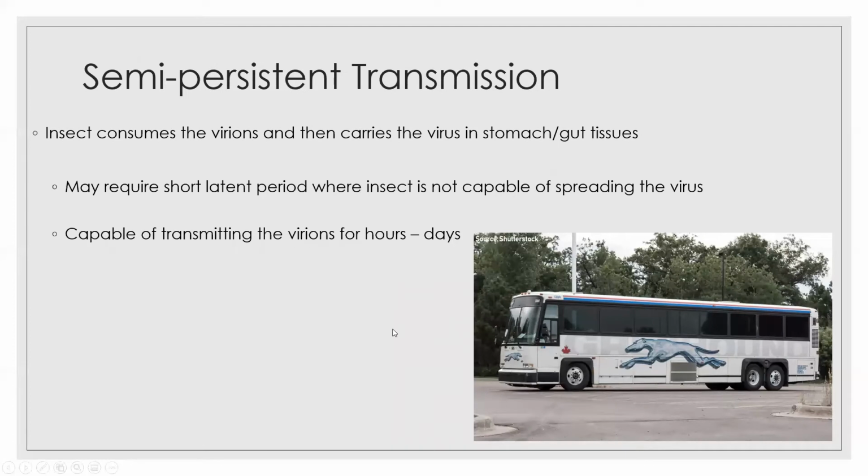Next up, we got semi-persistent transmission. Semi-persistent transmission is when the insect consumes the virions and carries that virus in its stomach or gut tissues. And so there might be a short latent period, where the virus has to actually reach the stomach or gut tissues before it's capable of finding a way to spread the infection. And usually this is going to be capable of transmitting the virus for hours to days.